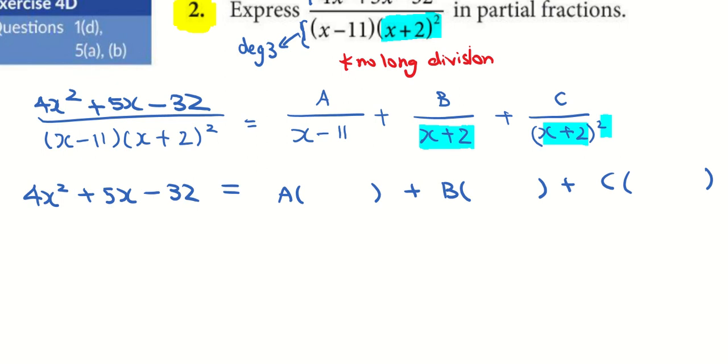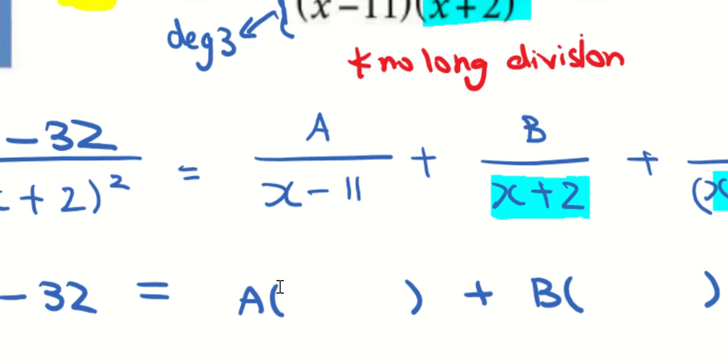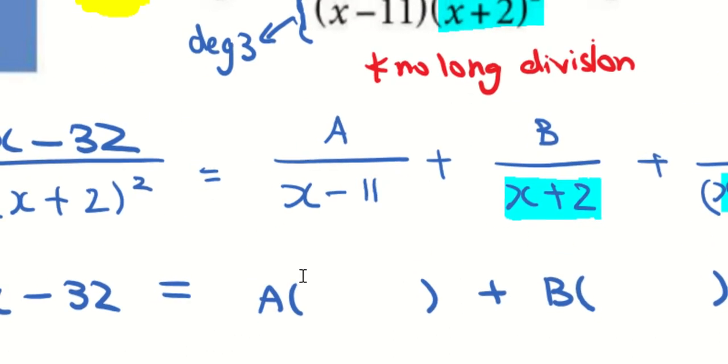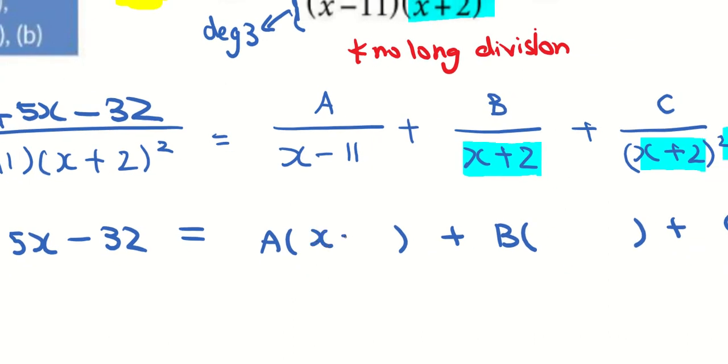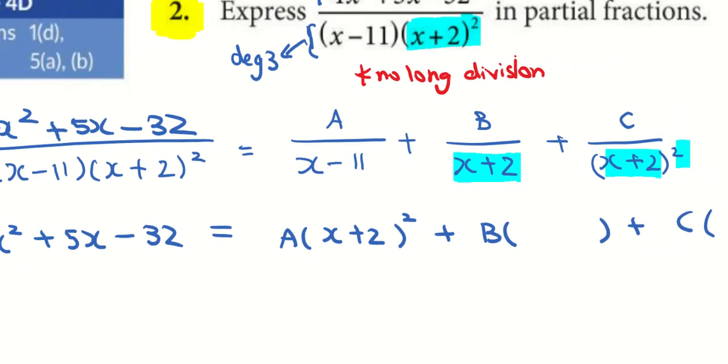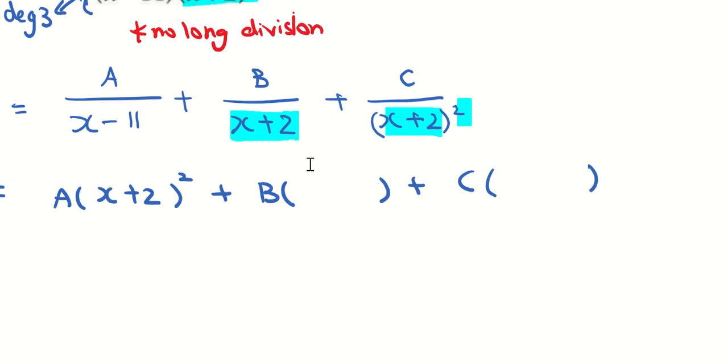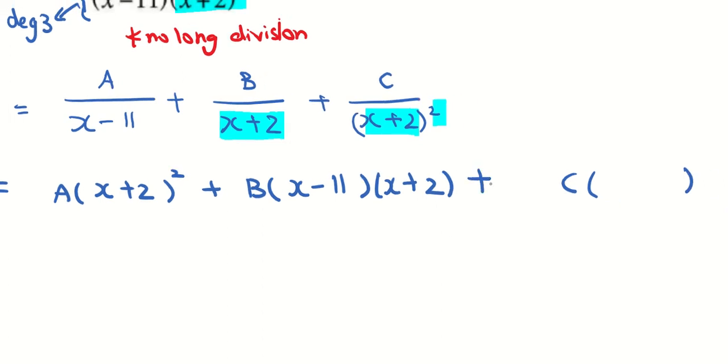How do we know what A is multiplied with? We just look at what is missing for this fraction A. Because for A, the denominator is x minus 11. So what's missing is we have x plus 2 whole thing square. Similarly for B, we realize that B is missing x minus 11. Not only that, we're also missing something else, which is another x plus 2. Okay, and for C, what we're missing is my x minus 11.